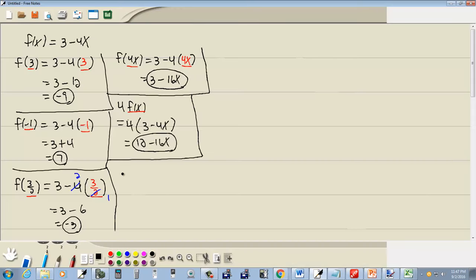F of negative x. We're going to go back to our original function, and we'll replace our x with a set of parentheses. Then whatever's inside this parentheses automatically is what goes here, so put a negative x in there. Now negative times a negative is positive, and 4 times x is just simply 4x. And that's our answer.